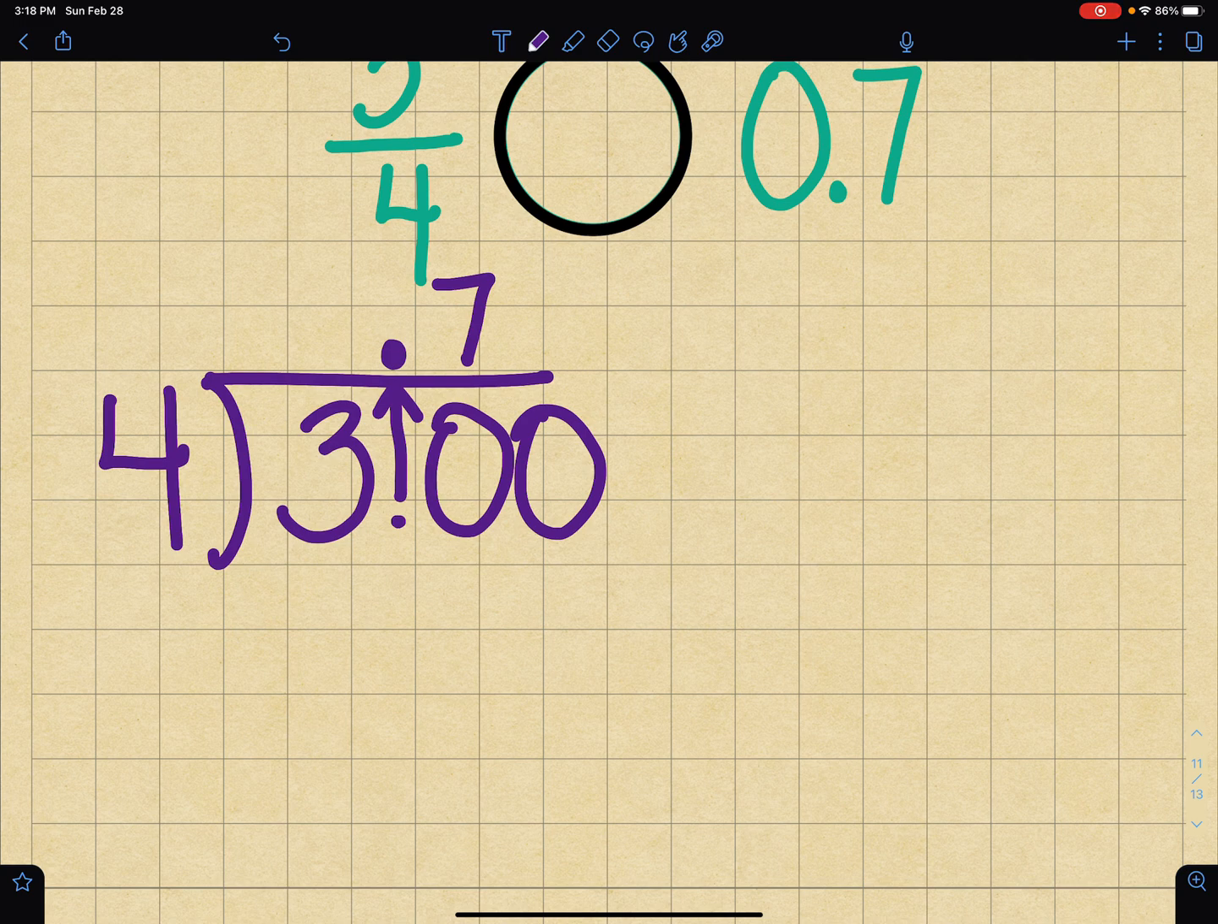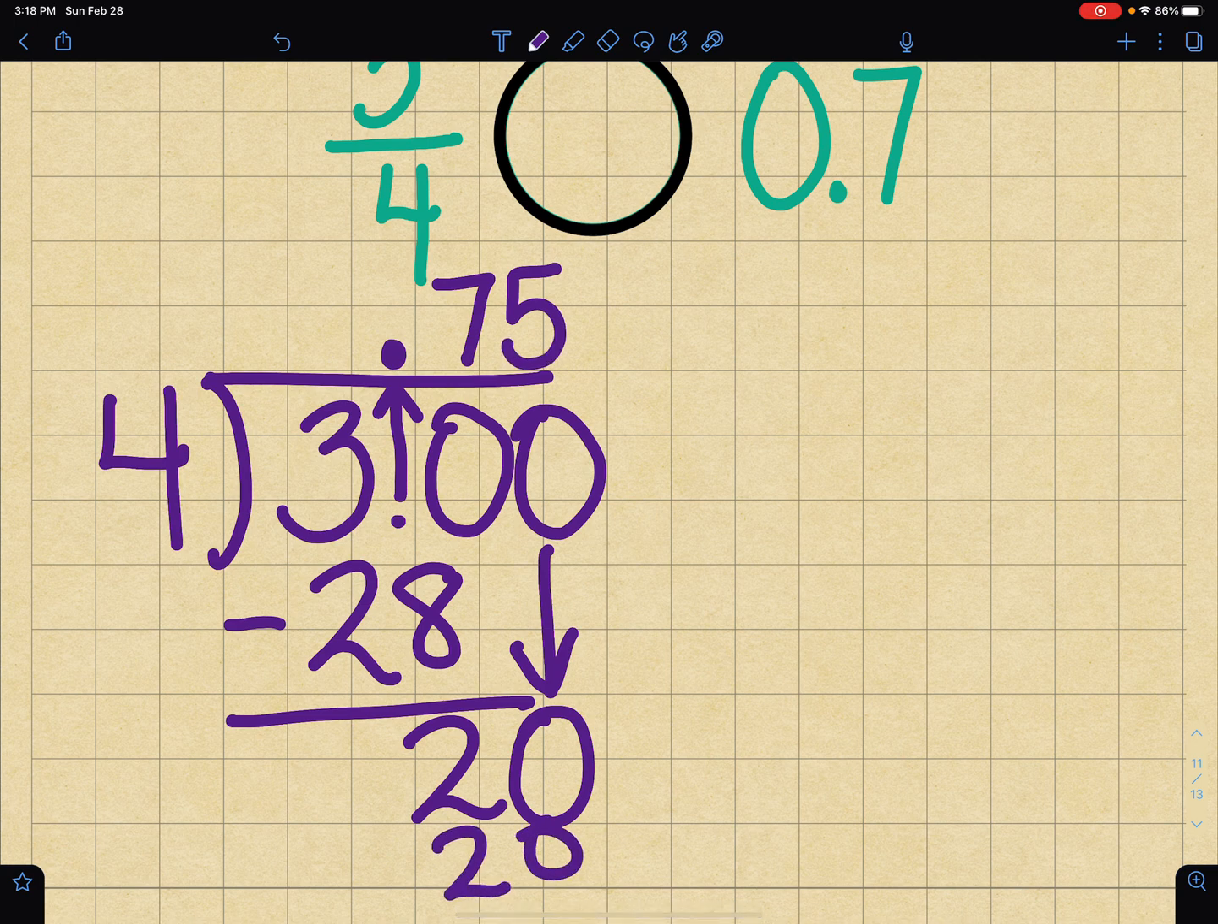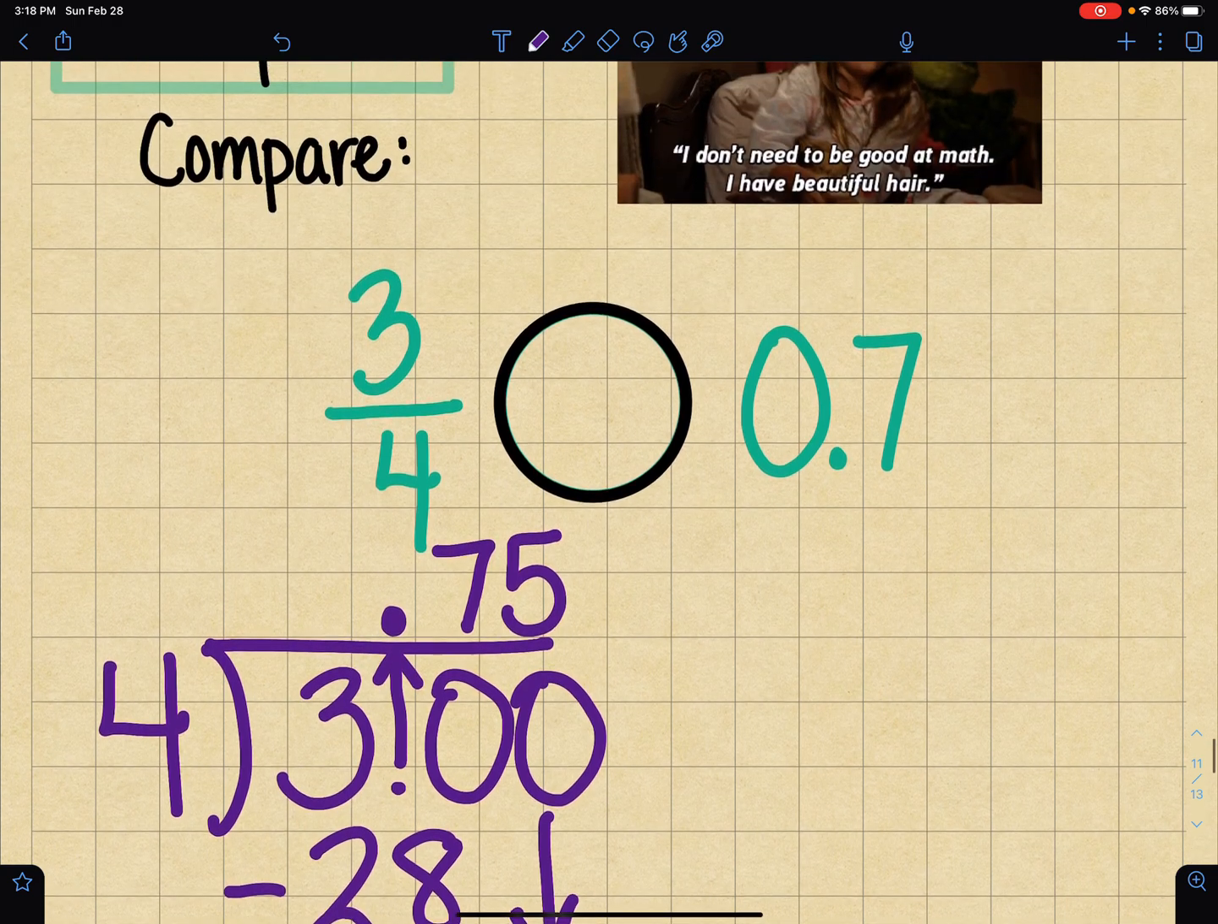Okay, 7 times 4 is 28. Now we're going to subtract. We're going to get 2. We're going to bring down that next 0. How many times does 4 go into 20? Easy peasy. That's 5, right? So 5 times 4 is 20. There's no remainder, so I am done.